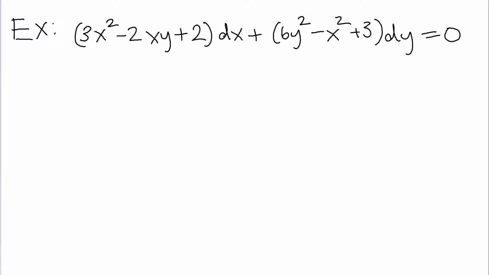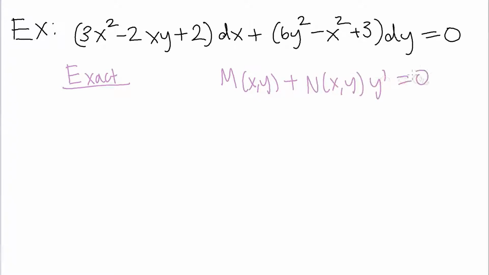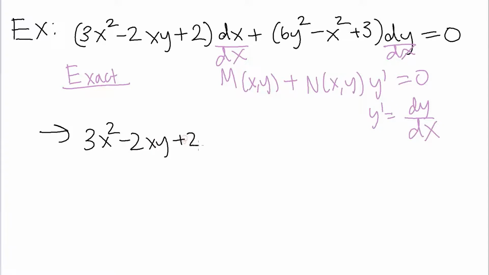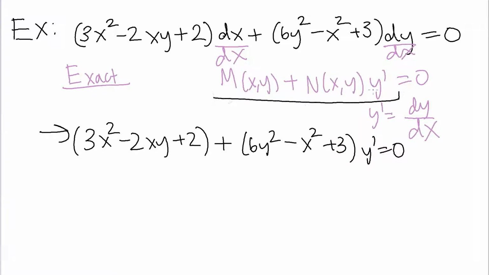and we have the problem from last time. If you remember from last time, we determined that this was an exact equation because if we take this equation and put it in the form of M(x,y) plus N(x,y) y prime equals 0, where y prime equals dy/dx, we just divided this equation by dx and got 3x squared minus 2xy plus 2 plus 6y squared minus x squared plus 3 y prime equals 0, and that's in this form right here.